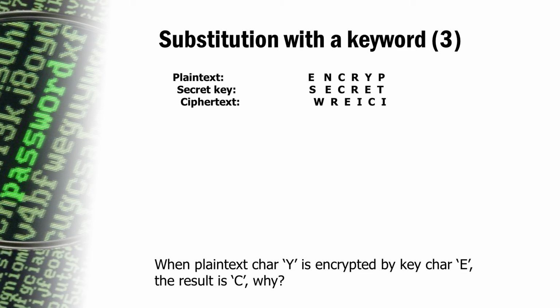For example, the position of Y is 24. The position of E is 4. The position of the ciphertext char is 24 plus 4 equals 28. When we wrap back to the beginning of the alphabet, A's position is 26, B's position is 27, and C's position is 28. The ciphertext char is C.